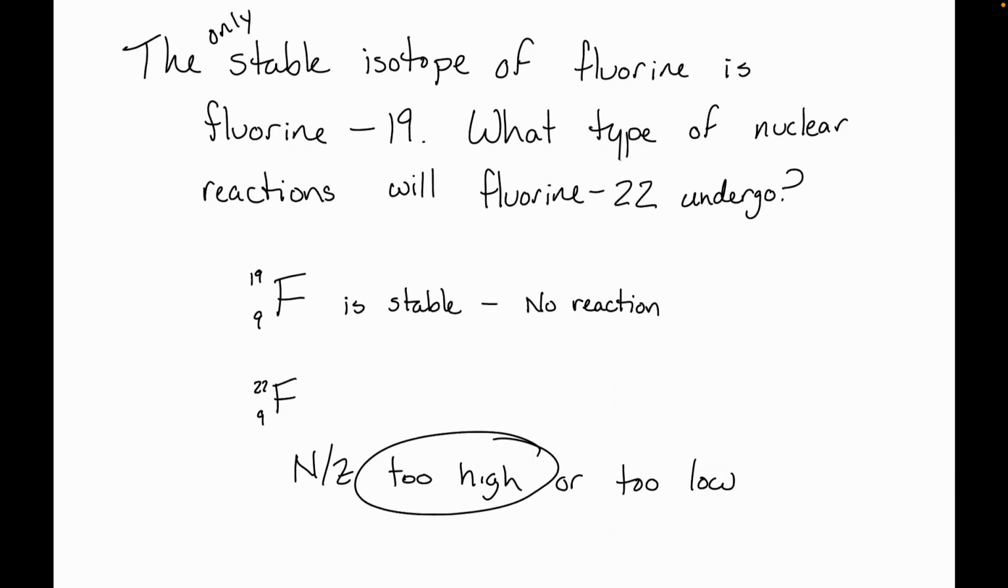And what type of nuclear reactions happen when N over Z is too high? Beta decay. All right, so this is the type of problem that I would expect you to be able to do with this information. If I tell you what the stable isotope is, and I give you this unstable one, you should be able to determine whether N over Z is too high or too low. And based on that information, tell me what type of nuclear reaction this undergoes. Again, too high implies beta decay.